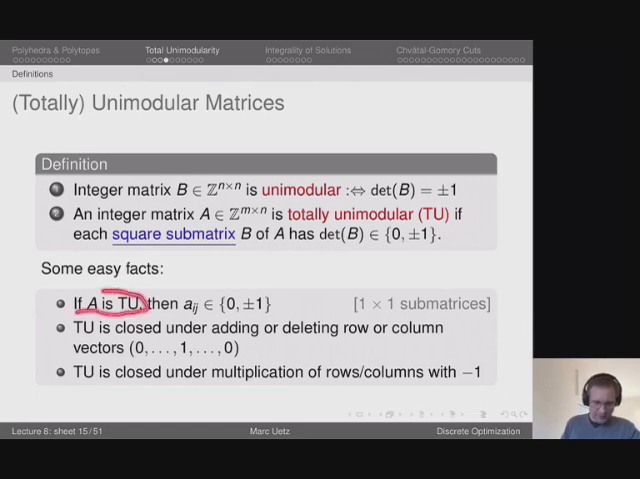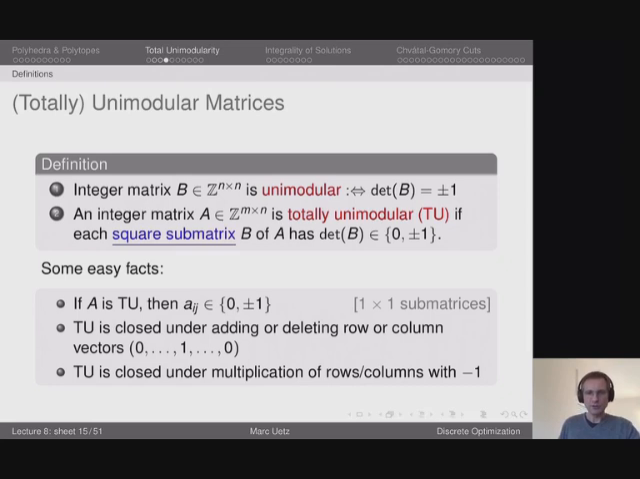So first of all, if a matrix is TU, totally unimodular, then the entries must be 0 or plus or minus 1. We're just considering the 1 times 1 submatrices. They also have to fulfill this property. Next, total unimodularity is closed under adding or deleting rows or columns that are unit vectors. So I could add arbitrarily many unit vectors as row vectors or column vectors, or I could delete them as well. And also it's closed under multiplication of rows or columns with minus 1. So I could change the signs of the values in any row or in any column.